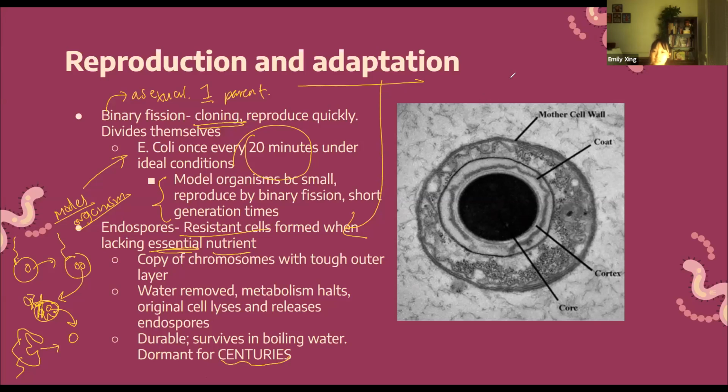So this is an example of an endospore. You have your cell wall. As you can see, it's very thick. Cortex. And then in the actual core, you have your chromosomes.